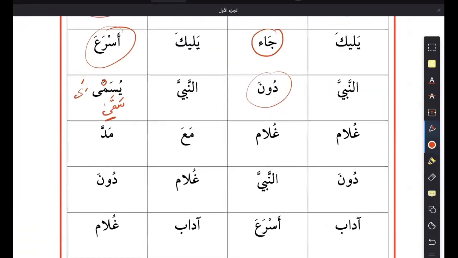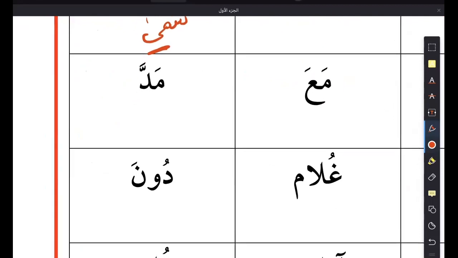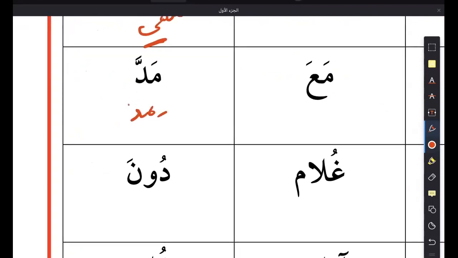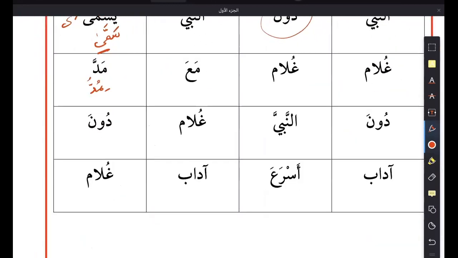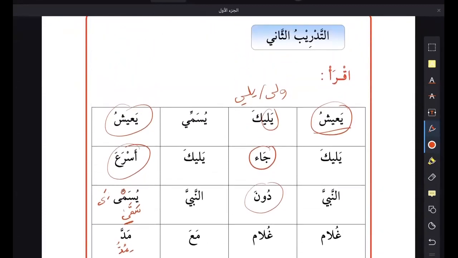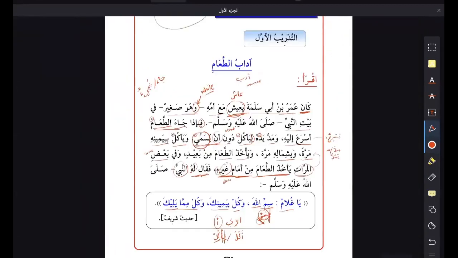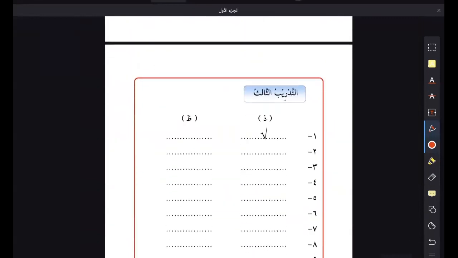We talked about ghulam, a small boy. Madda yamuddu, we had this one, yamuddu. It means to reach, to extend. Okay, I think that's fine, right? These are the new vocabs that we learned. It's interesting that even in the Muraja, they are giving us new content, which is great.